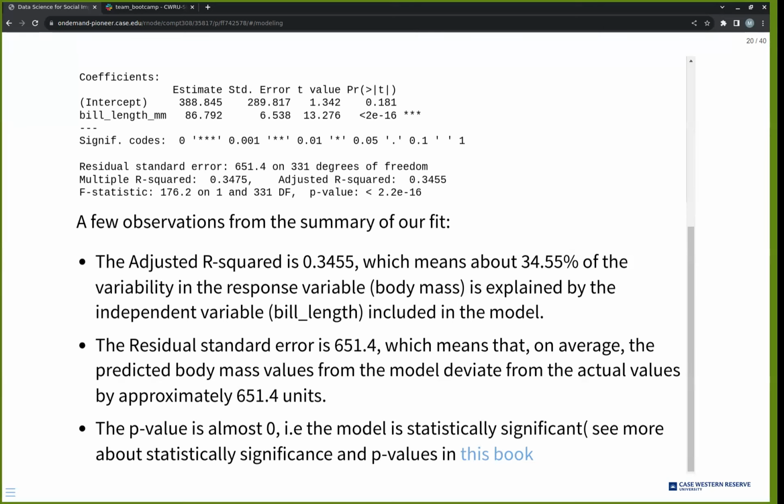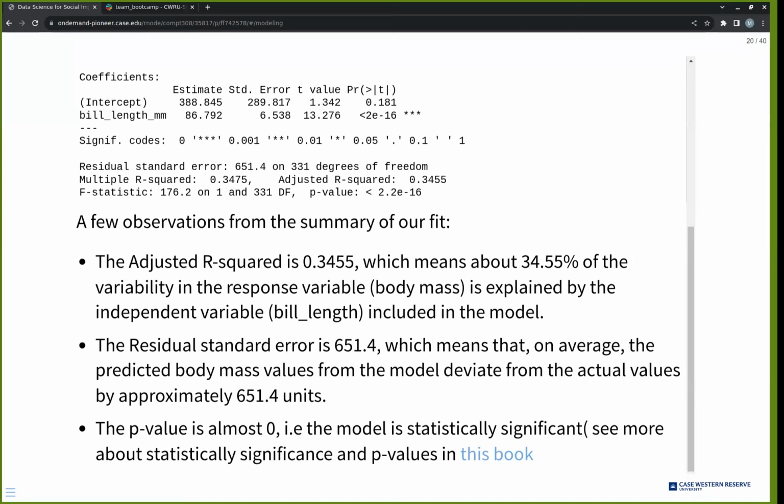So you will figure out and say, okay, bill length is not the only variable that influences the mass of the penguin. It explains only one third of it. So there are more variables that come into it. This alone can't explain the entire change of body mass. So that's how you interpret adjusted R squared.